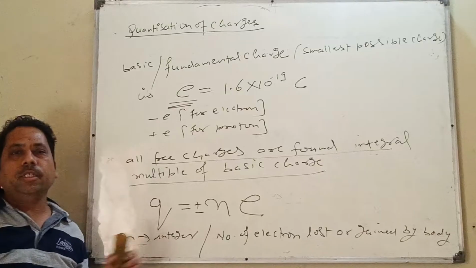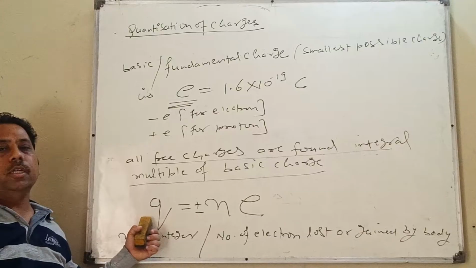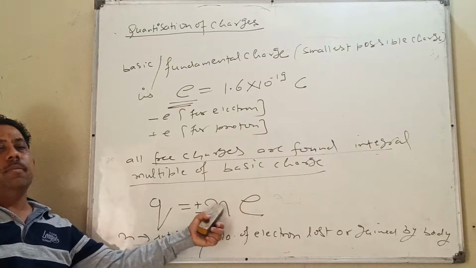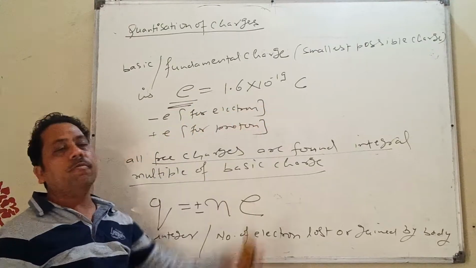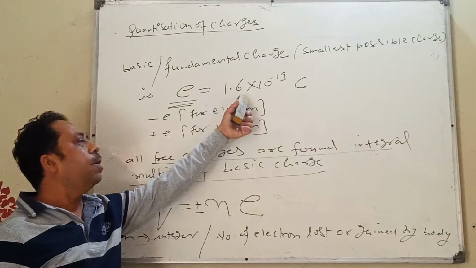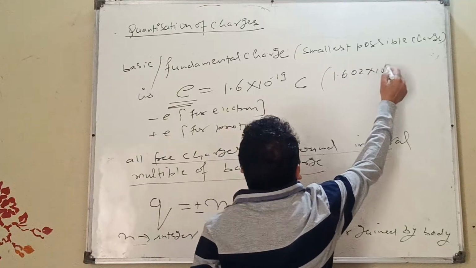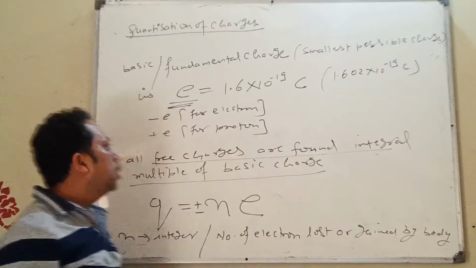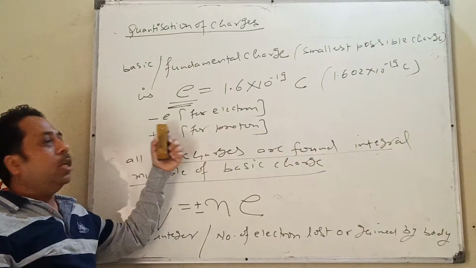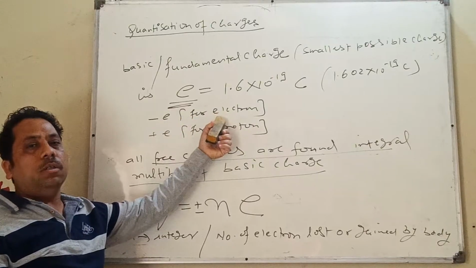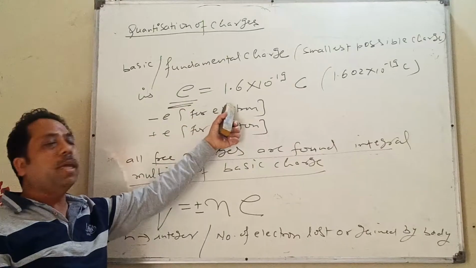So quantization signifies that charge is always an integral multiple of the smallest possible basic charge, that is e, whose numerical value is 1.6 × 10^-19 coulomb, or more precisely 1.602 × 10^-19 coulomb. Now this will have a negative or positive nature. Negative is on the electron, minus e, and for the proton it is plus e. The numerical value remains the same.